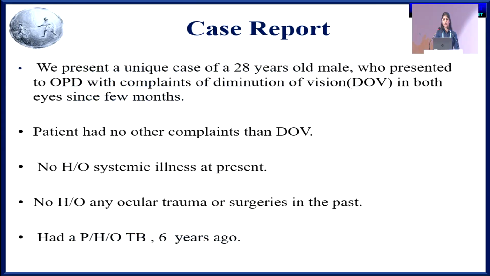We present a unique case of a 28-year-old male who presented to OPD with complaints of diminution of vision in both eyes since a few months. Patient had no other complaints than diminution of vision. There was no history of systemic illness and no history of ocular trauma or previous surgeries in the past. But patient had a past history of tuberculosis, which was approximately 6 years ago.